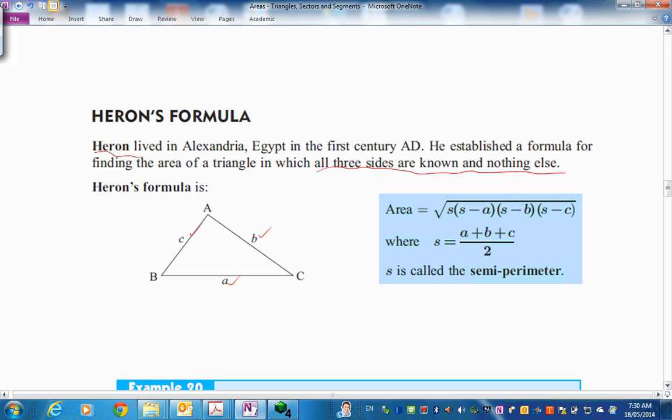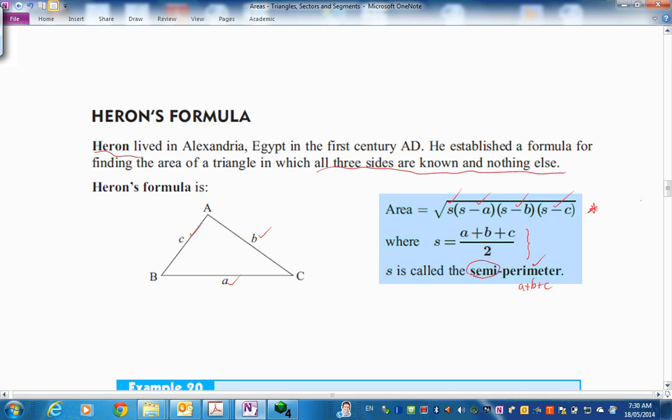And his formula is this. The area is the square root of S by S take one side, S take the other side, S take the other side. And what's S? The mean length of the three sides. Add the three sides up. No, not the mean, sorry. Add the three sides up divided by 2. It's actually called the semi-perimeter. Half of the distance right around the outside. A plus B plus C will be the perimeter, and you want half of it. So you've got to work that out first, and then put it into this formula.